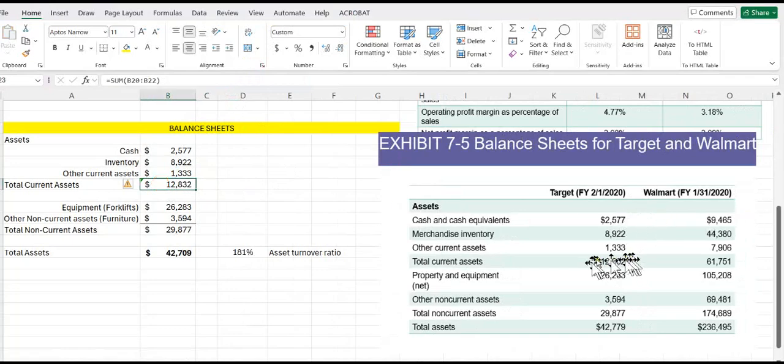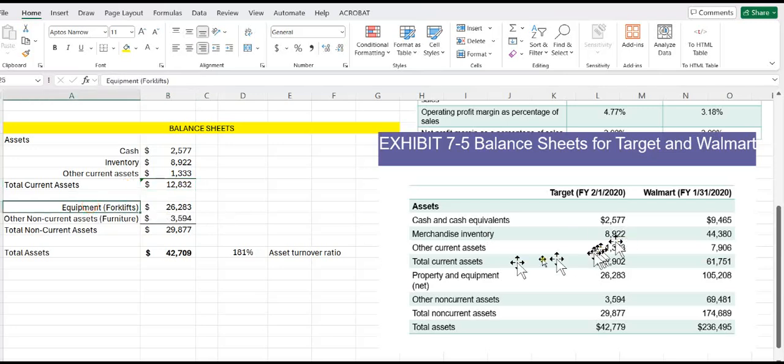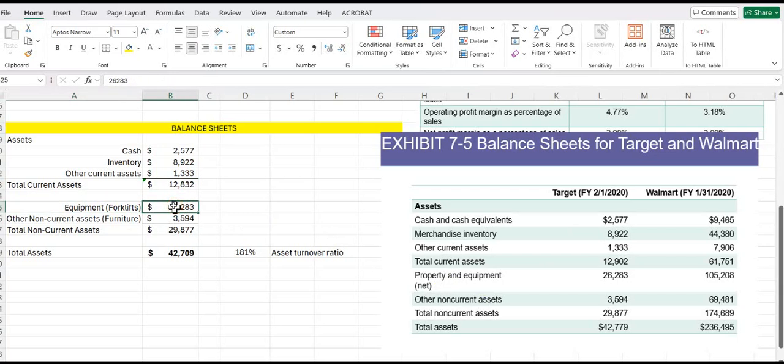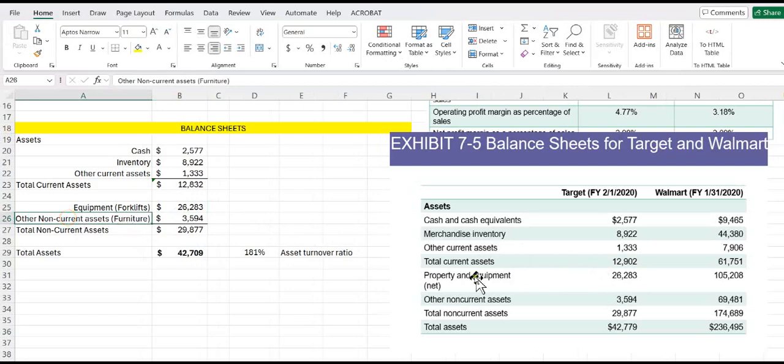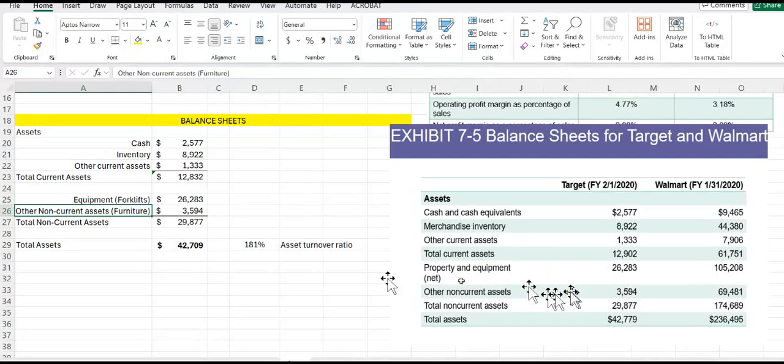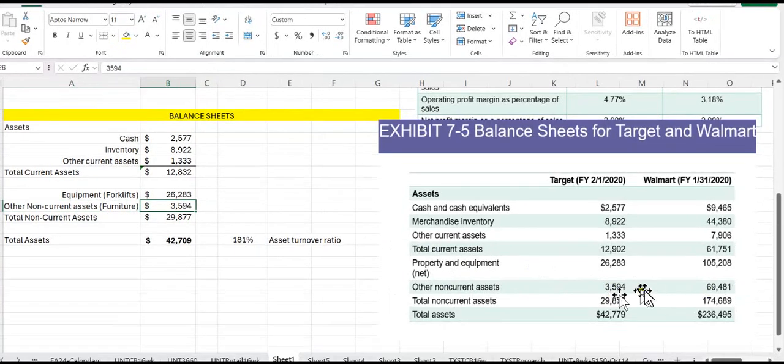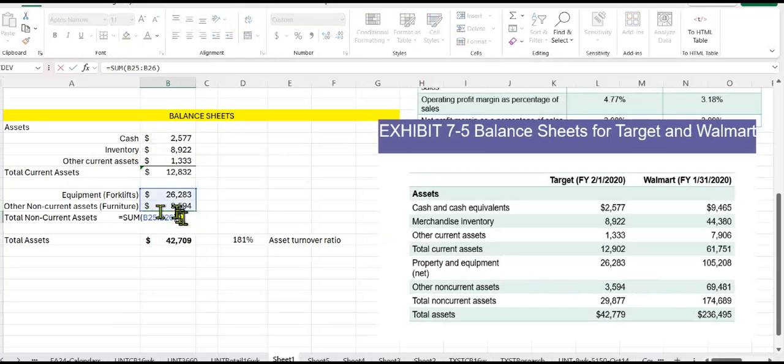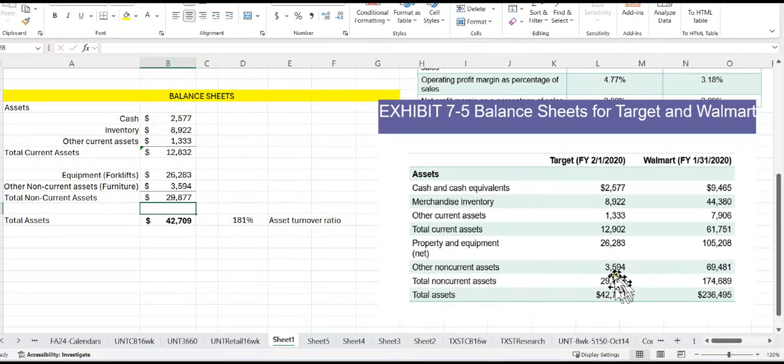We're going to continue on because we've got equipment. Now, just so you know what property and equipment is, it could be something like forklifts, okay? And those aren't like cash current assets. So we're going to put in our $26,283 in equipment. And we've got some other stuff that's non-current assets. They're not specific, but an example might be furniture or fixtures in a store. $3,594. So let's see if we add these two together. Do we get the same number? 29,877. We do.